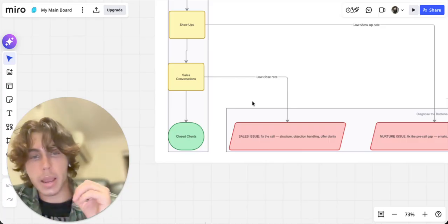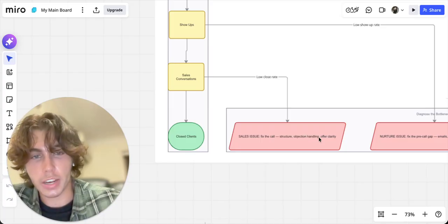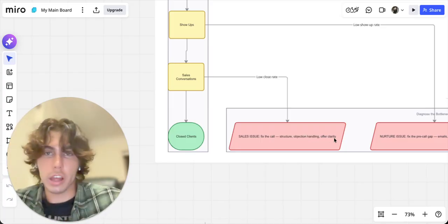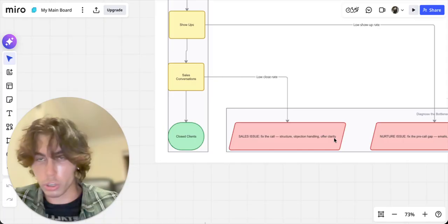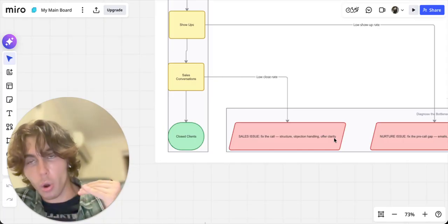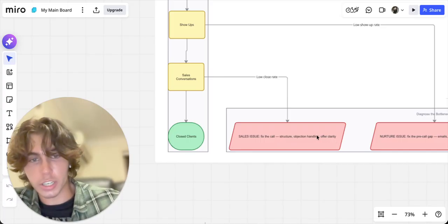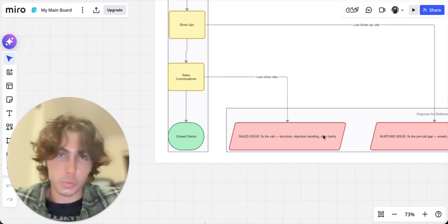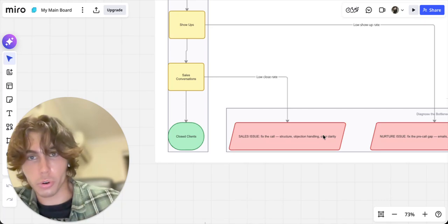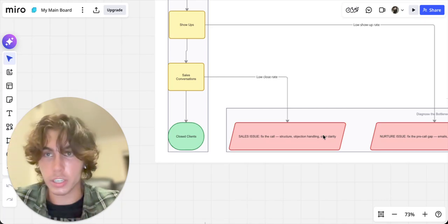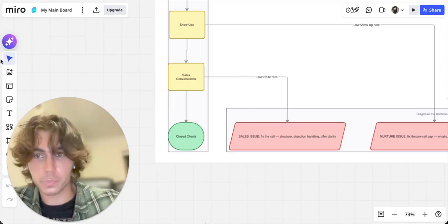So make sure that the structure, objection handling, and offering an overall level of clarity for the prospect on the sales call are all things that are getting done by your closer. These should be things that you're addressing and making sure that they're at the best possible level so that your closer has no issues on calls, and they should have no issues closing deals at a full price point.